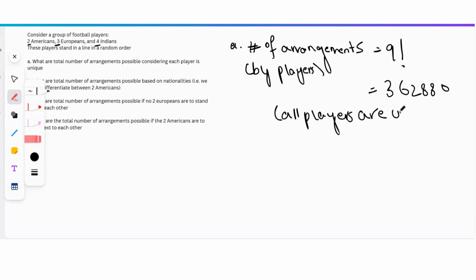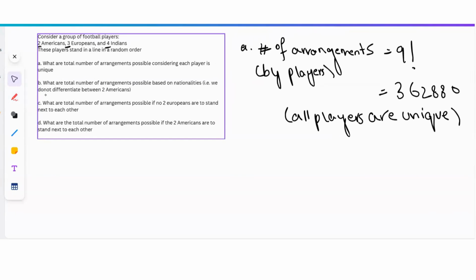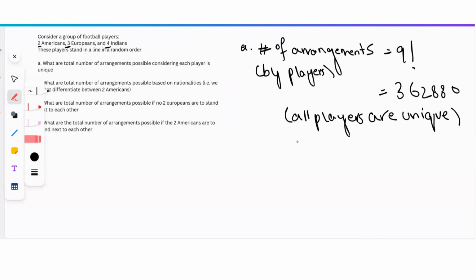Here we're just applying the fact that if we have n distinct objects, the number of ways we can arrange them is n factorial. And here we have 9 unique players, so the number of ways that we can arrange them is 9 factorial.